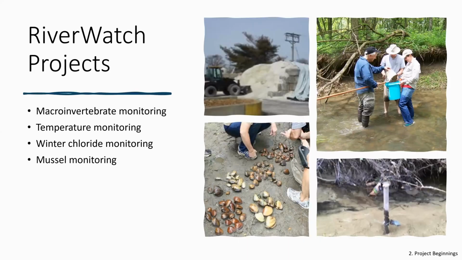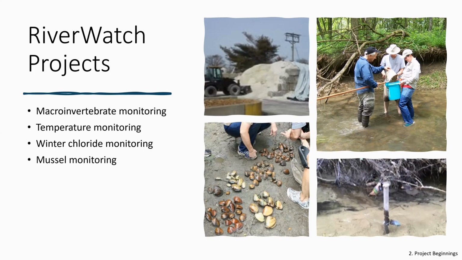So RiverWatch has a lot of different projects that we have going on, and this is just a few of them. So our main thing that we've been doing for over 25 years now is our macroinvertebrate monitoring. So this involves collecting water bugs to determine water quality. We also have a temperature monitoring program, which involves putting like a data logger out in the water, and it just stays out there and collects continuous data. We also introduced a winter chloride monitoring program in 2021, and that has been gaining traction since we've introduced it. And then finally, what brings us here tonight is we also have a mussel monitoring program.